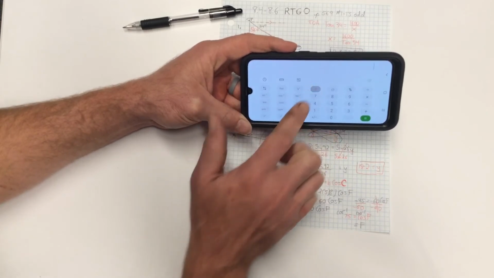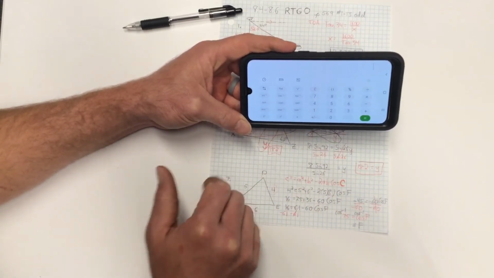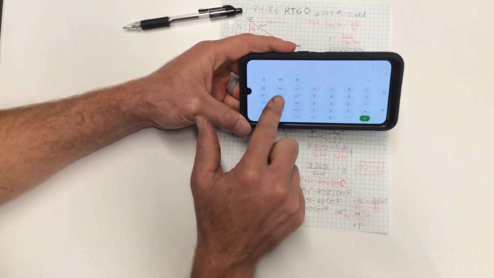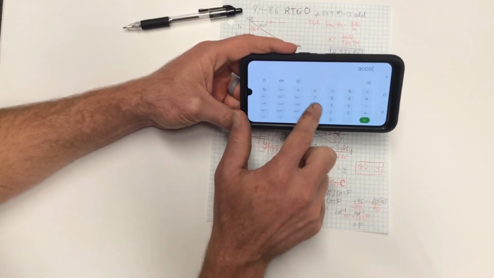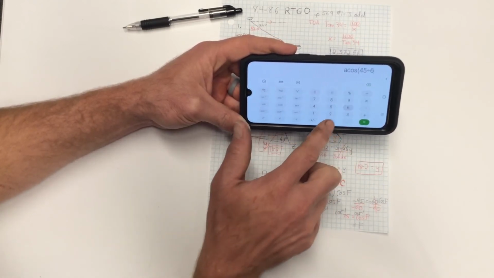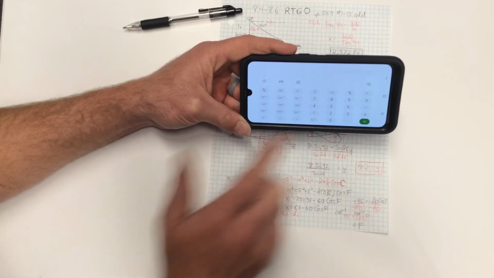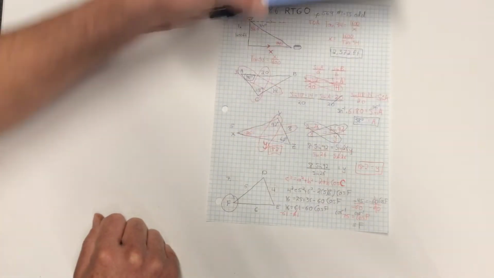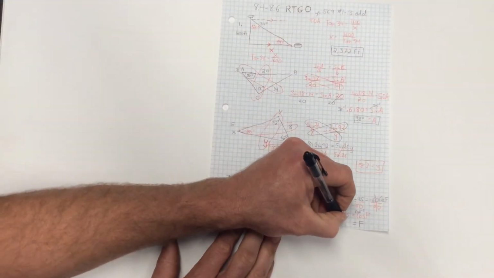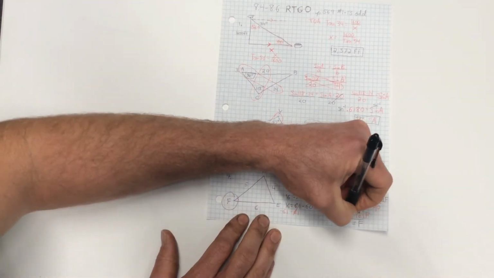I could have, just so you know, if you didn't want to do the 0.75, just do inverse cosine of 45 divided by 60. Same thing. That's 0.75, so we still get the 41 degrees. That is our answer. 41 degrees.